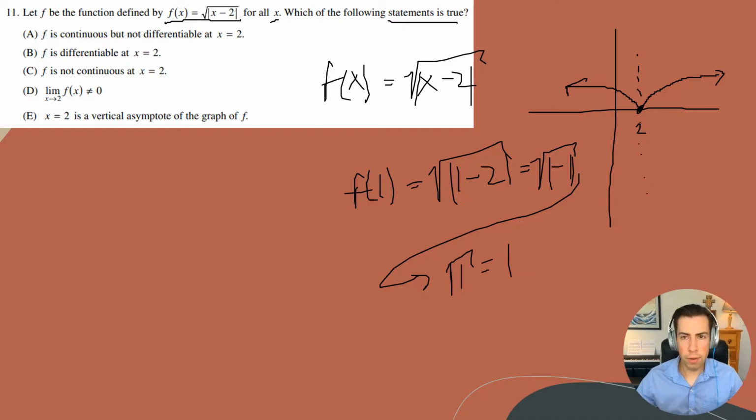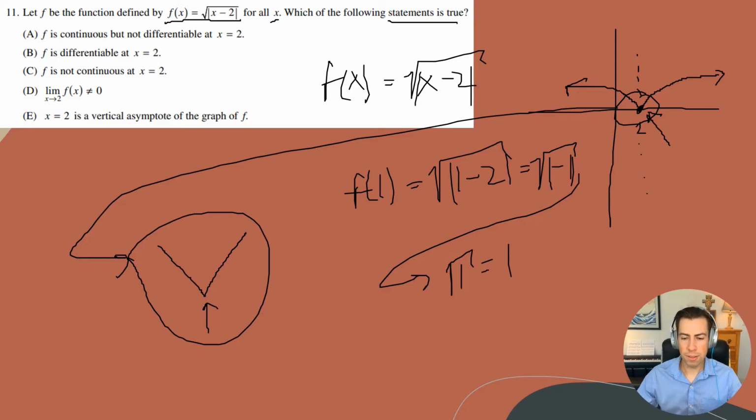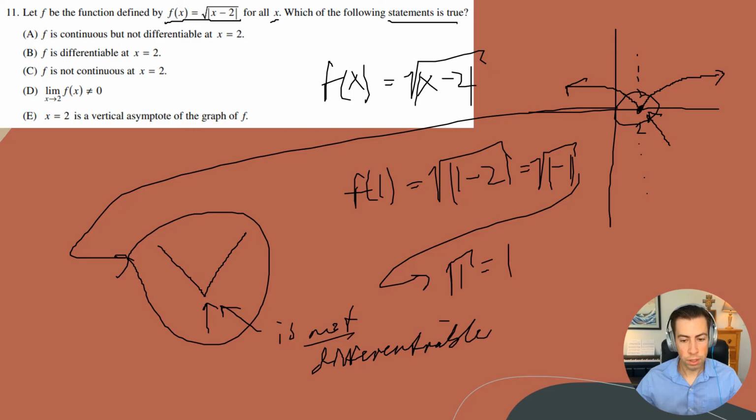Now that we know that, we have to ask ourselves, what actually happens at this point here? If we were to zoom in on this point, you would see that it is a sharp turn, or I think that's the term they use. It's basically like a sharp point. Anytime we have a sharp point like that, it is not differentiable. So with that in mind, we can get rid of answer choice B because, again, it's that sharp point.